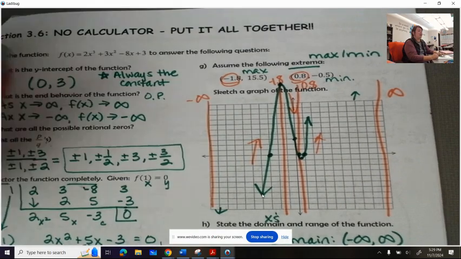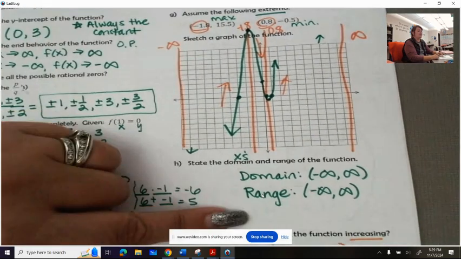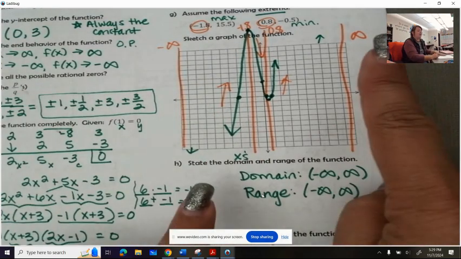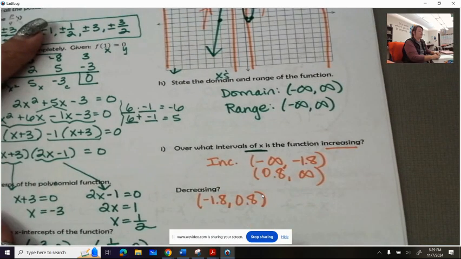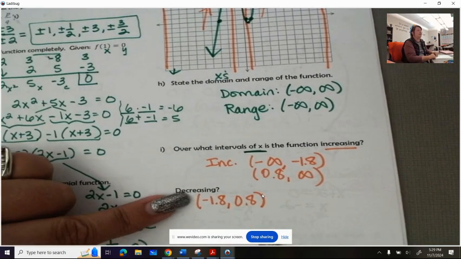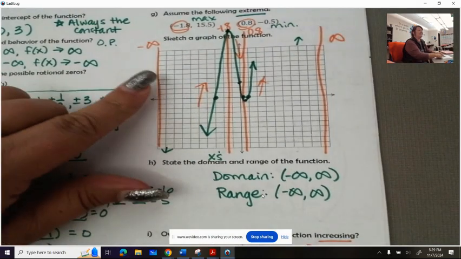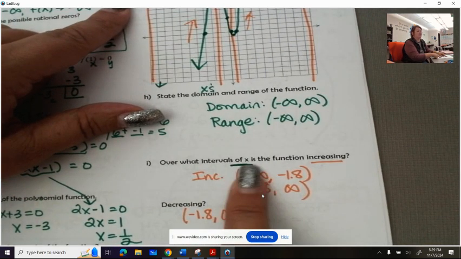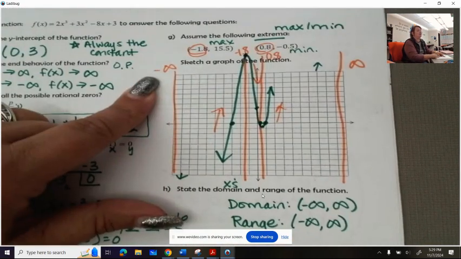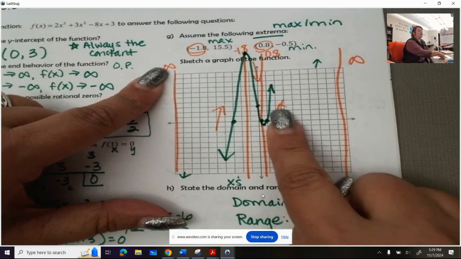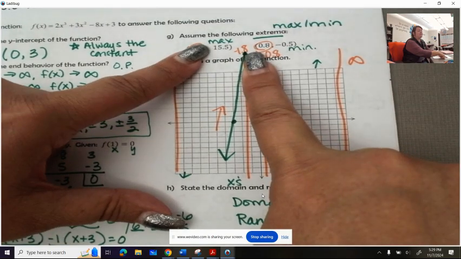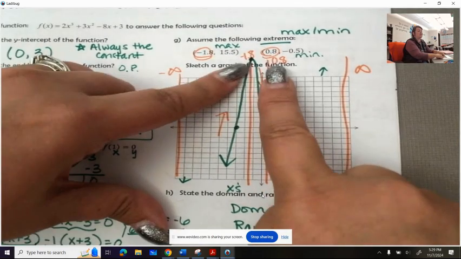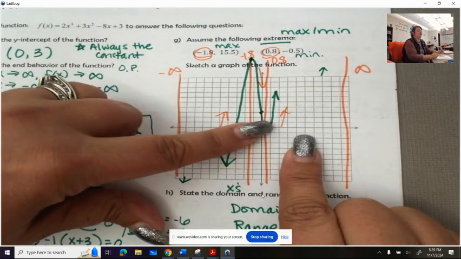And then domain and range, I know for this guy is negative infinity to positive infinity, both directions, because it keeps going both ways. And then for increasing and decreasing intervals, this is just like we did back in section 3.2. Oh, and it gives you a hint. It says over what intervals of x is the function increasing and decreasing. So from negative infinity to this turning point, which is at negative 1.8, see, I circled my x's here, I'm increasing, and then between the two turning points, I'm decreasing, and then from 0.8 to positive infinity, I'm increasing again.